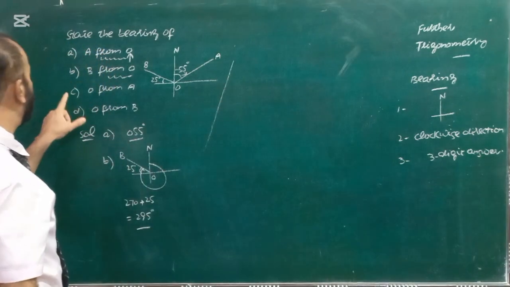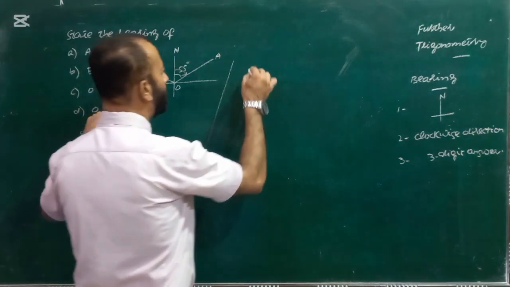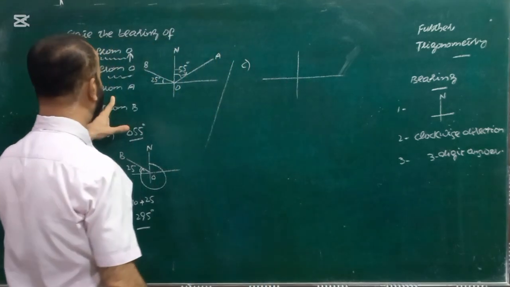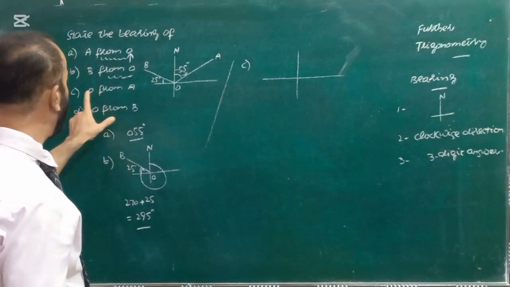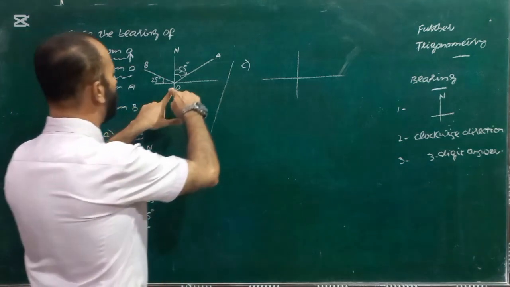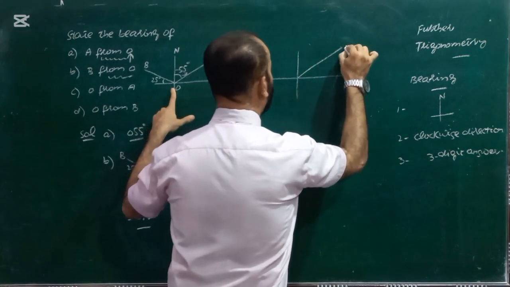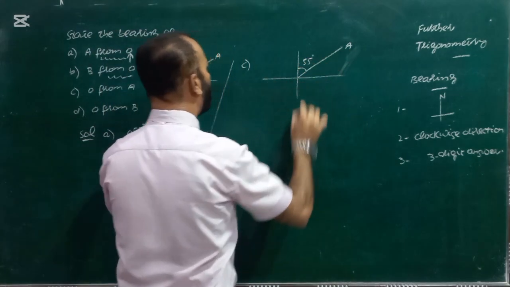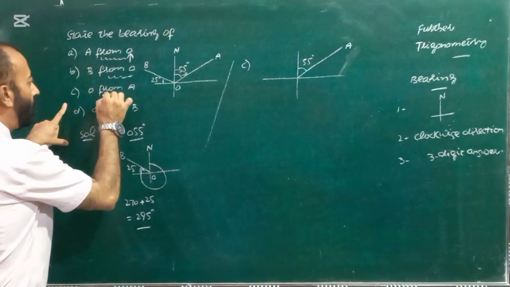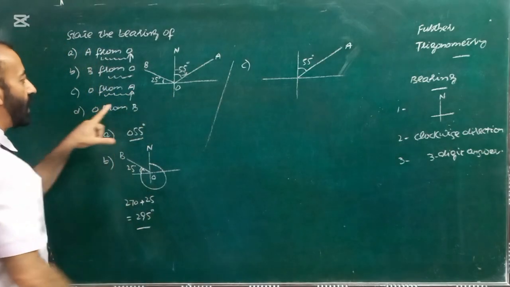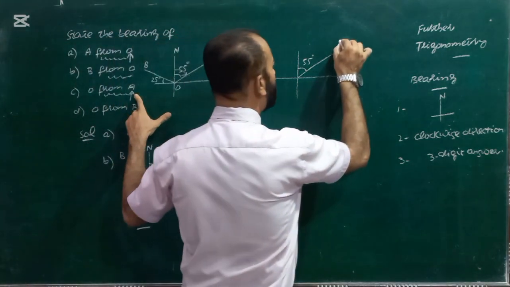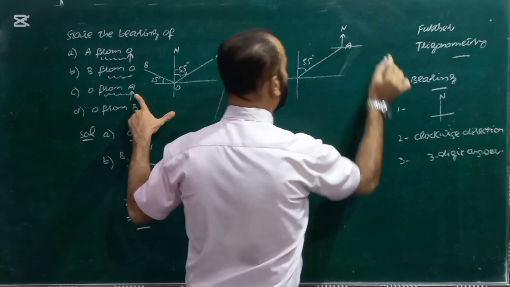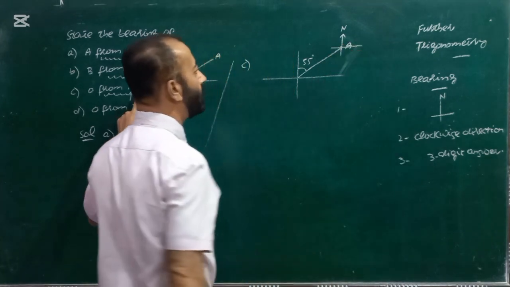Okay, the next part is O from A. I'll draw the figure again. We want A now and O. Only A will be drawn. Here is A and this angle is 55°. Now, from A, it means we will draw the north direction at A. So here is A, and I'm drawing the north direction at A.